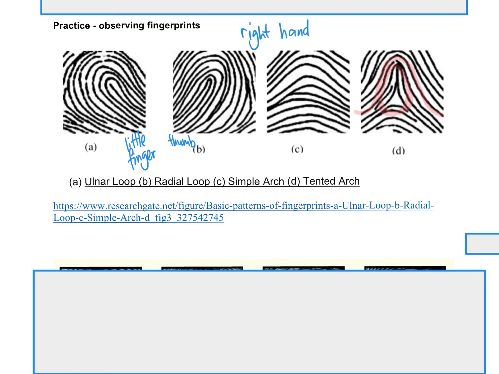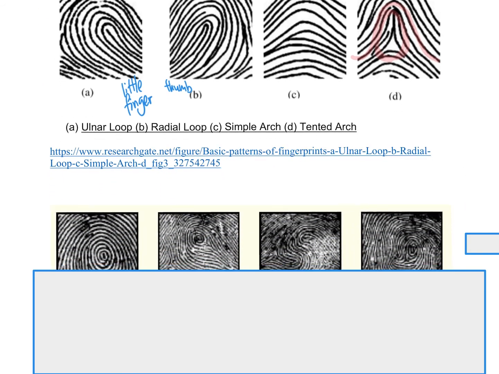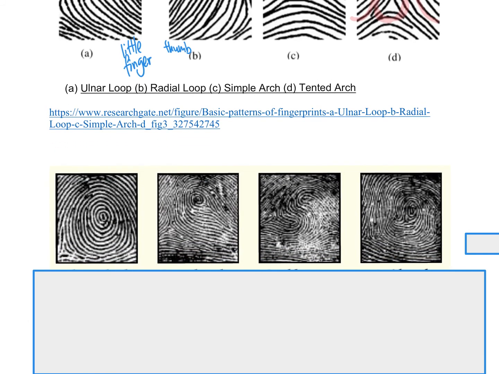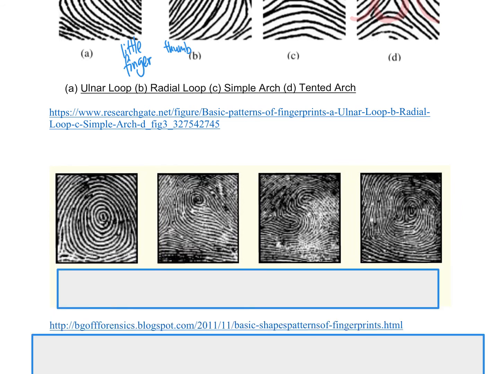Let's move on. Okay, I have four more fingerprints here. Pause the video, spend some time, observe the pattern before we come back to the video and we'll go through the answers. Right, the first one is obviously a whorl, right? But which type? Is it the plain, central pocket loop, accidental, or the double loop?